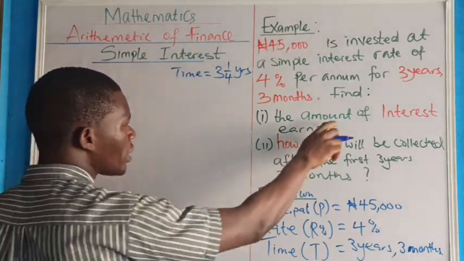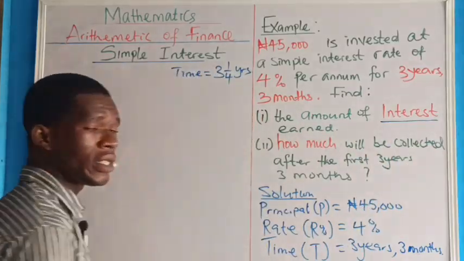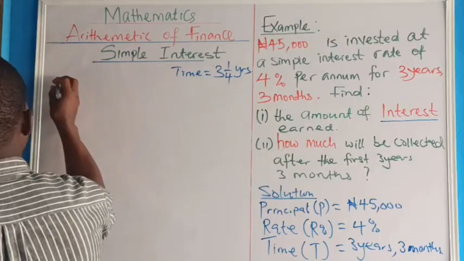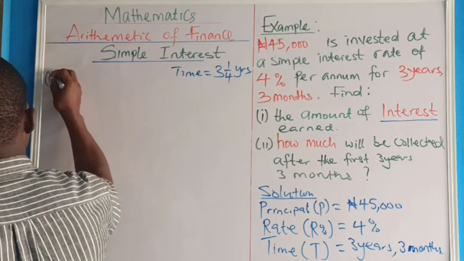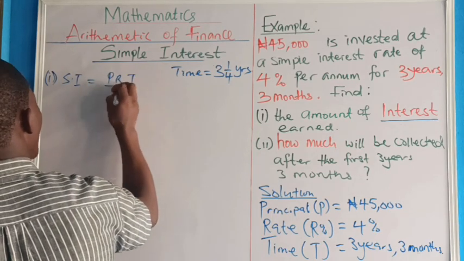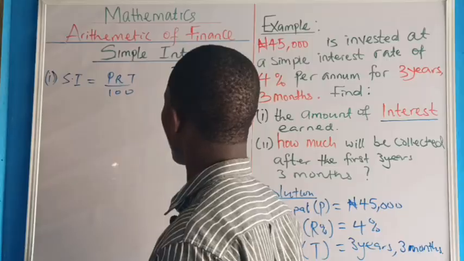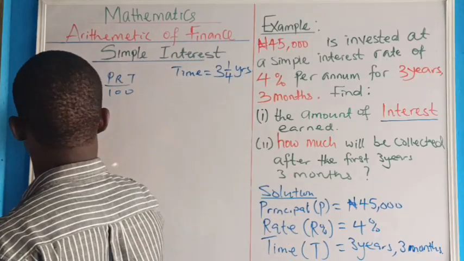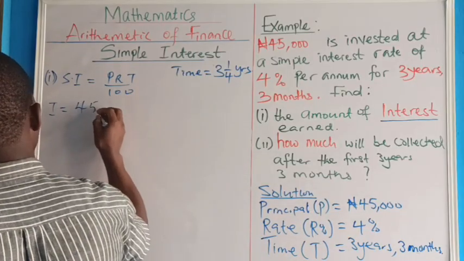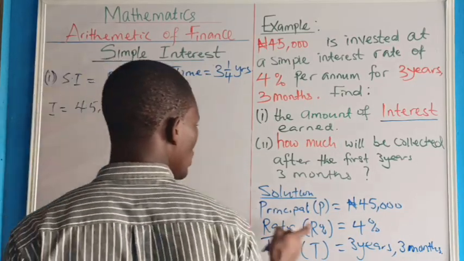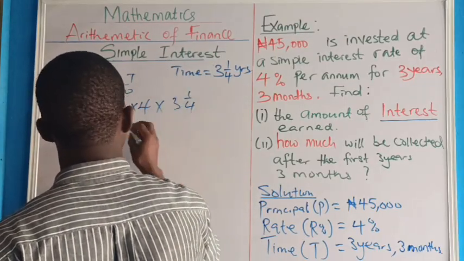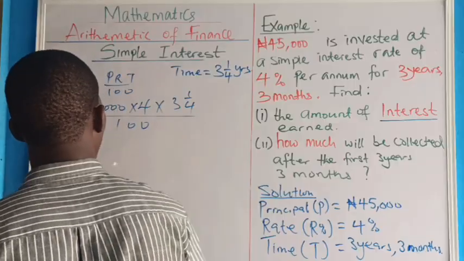Now we have to calculate the amount of interest, that is the simple interest, answering question 1. Remember the formula: simple interest is equal to PRT over 100. So the interest equals the principal, which is 45,000, times the rate, which is 4, times the time, which is 3 and 1 over 4, then all over 100.